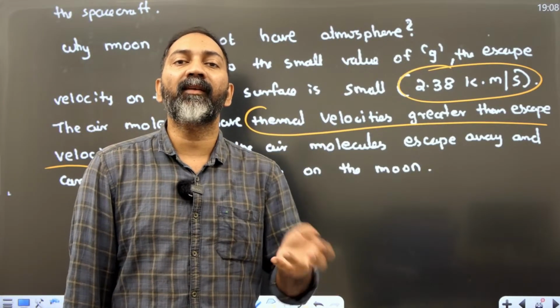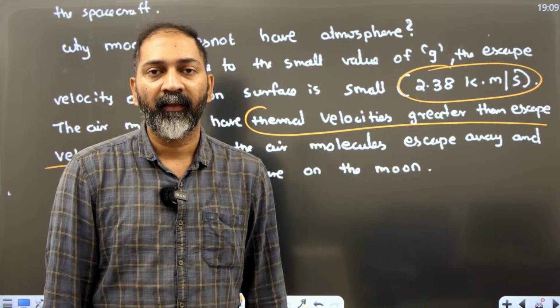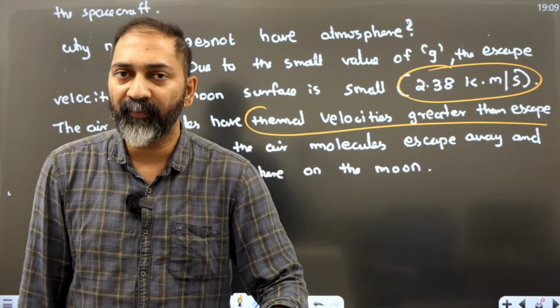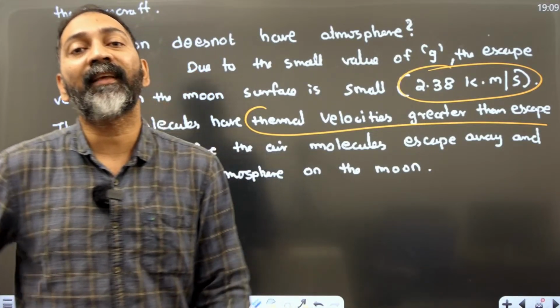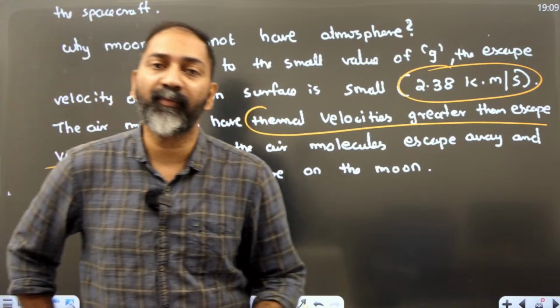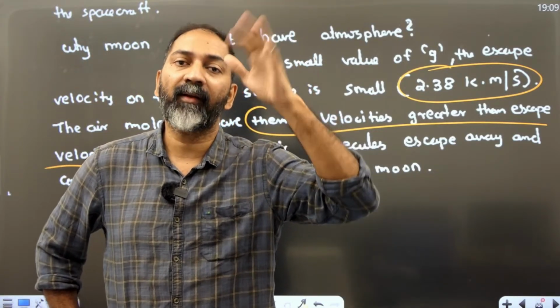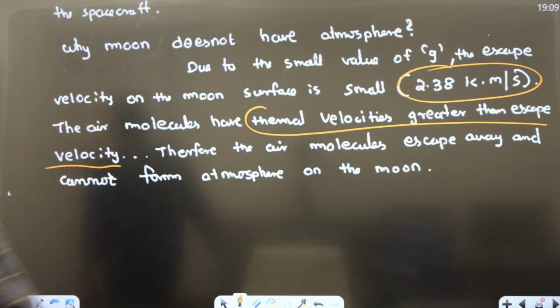Why moon escape velocity is very small? Because moon acceleration due to gravity is small. So moon's escape velocity is small, but the surface air molecules average velocity is greater than escape velocity of moon. So they escape from the moon surface. They do not form atmosphere, which is a very important question.